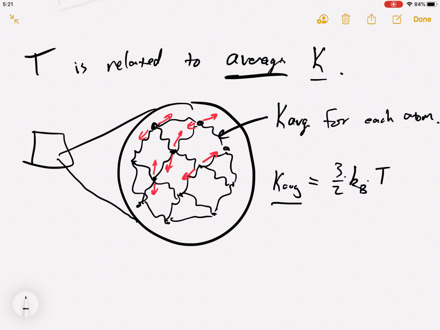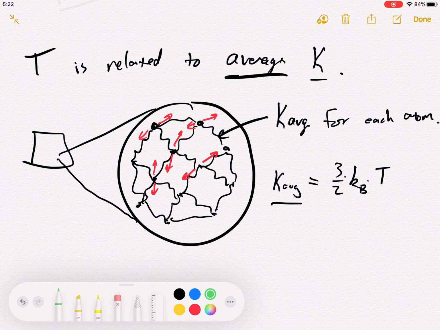Again, I told you temperature is a large scale property, and K average is also an ensemble property, meaning you can't define an average unless you have lots of things. So I can't define a temperature for a single atom. But if I have a collection of atoms, I can take an average of their kinetic energies, and that I can relate to a temperature of the system. So temperature is an ensemble property. This is how we relate these.